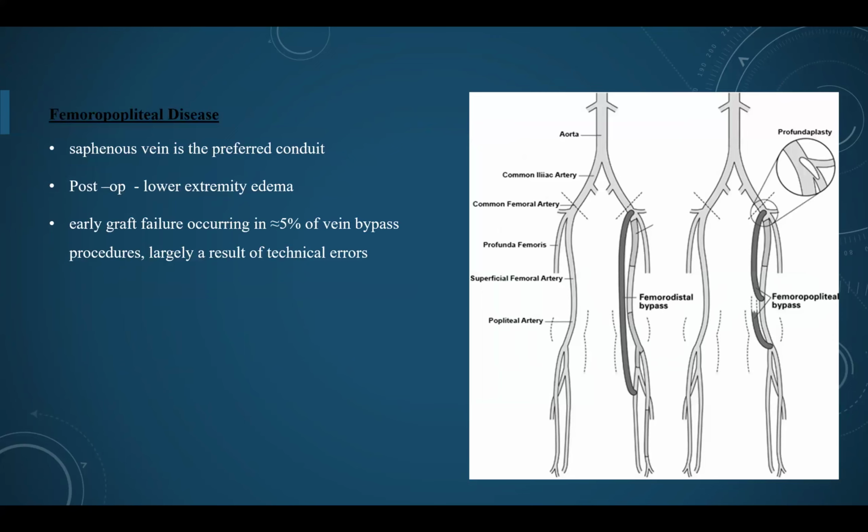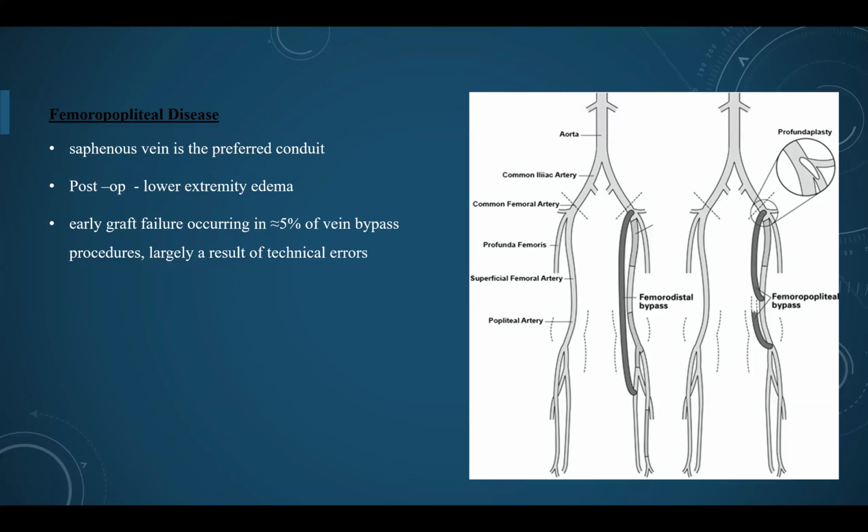Coming to femoropopliteal bypass, usually the great saphenous vein is the preferred conduit, but around 40% of the population doesn't have an ipsilateral saphenous vein. So in those patients, the contralateral great saphenous vein is used. And post-operatively, the usual complication is lower extremity edema. This is due to endothelial dysfunction from chronic ischemia, and due to inflammation and interruption of lymphatics during the surgical procedure. Usually it can be managed with limb elevation itself.